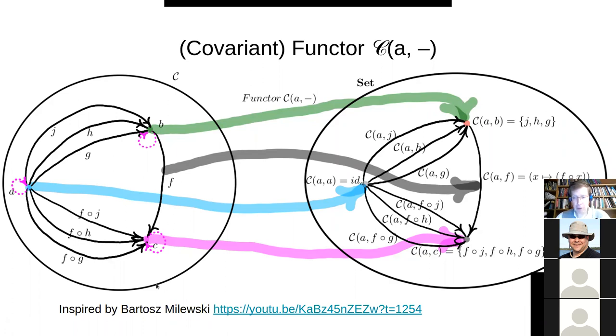But we know functors act on more than objects. They act on morphisms. What does this thing do on morphisms? Well, let's consider a morphism here, say from B to C. So we call this morphism F. We can lift that with this functor as well, and you get C(A,F). Well, what in the world does C(A,F) mean?